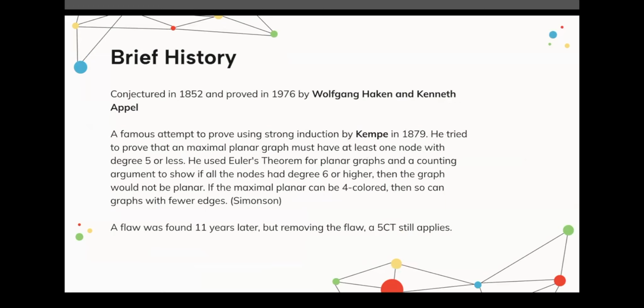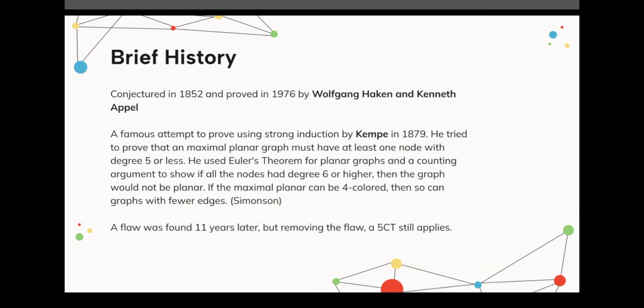There was a famous attempt to prove it using strong induction by Kempe in 1879. He tried to prove that a maximal planar graph must have at least one node with degree 5 or less. So he used Euler's theorem for planar graphs and a counting argument to show that if all the nodes had degree 6 or higher, then the graph would not be planar. So if the maximal planar graph can be four-colored, then so can graphs with fewer edges.